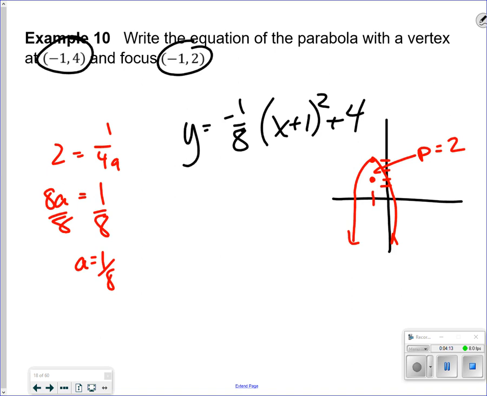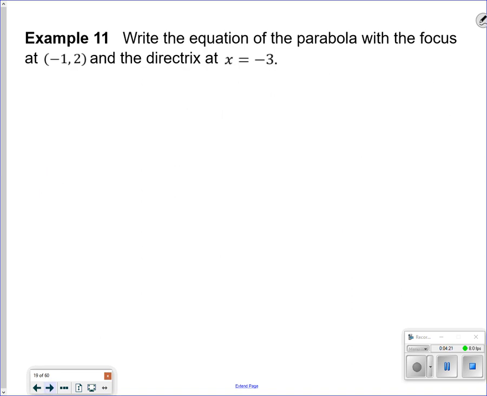So again, write the equation based on the information that I am given. And the p value is important for this particular section. Write the equation of the parabola with a focus at (-1, 2) and a directrix at x = -3. All right, so again, I think a sketch is very important here.